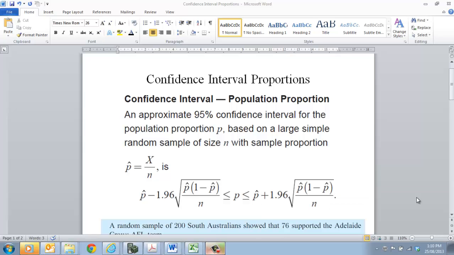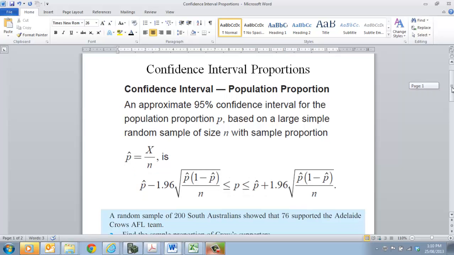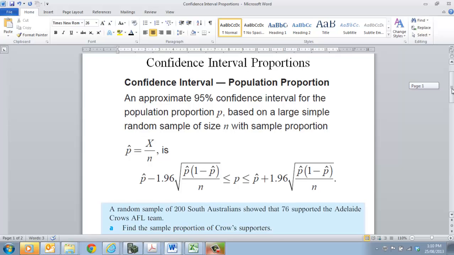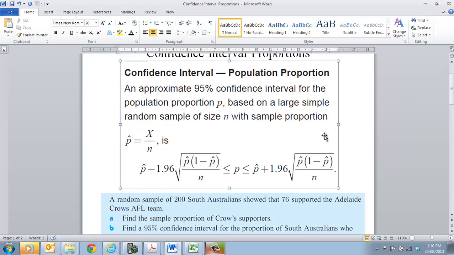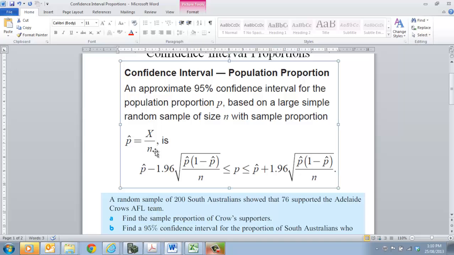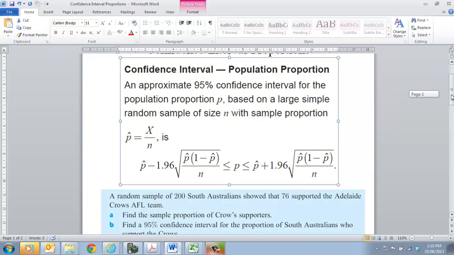Okay guys, today we're going to be looking at confidence interval proportions. Essentially it's the same as the confidence intervals with the mean. The only difference is instead of having a mean, you're going to have a proportion. The information that is actually on your formula sheet is this one here. That's on your SAPSA formula sheet, so you'll get that in the exam.